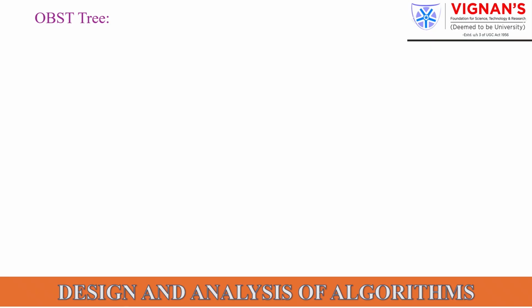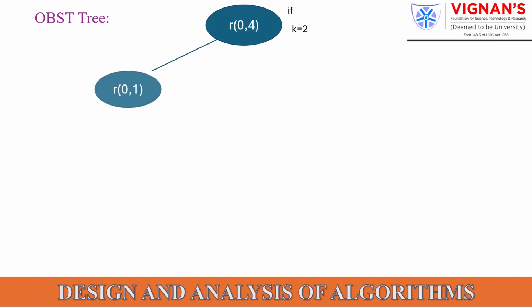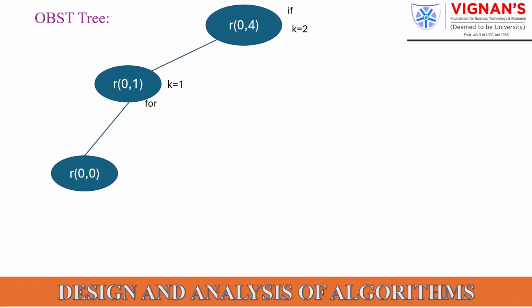From the solution table, the final root is obtained from R of 0, 4, which is equal to 2. So, key 2, which is if, becomes the root of the tree. Left subtree of root, 0, 1. For the left subtree, we look at R of 0, 1, which is equal to 1. So, key 1, which is 4, becomes the left child of if. The left and right children of 4 are R of 0, 0, a dummy node, and R of 1, 1, a dummy node. So, 4 is a leaf node.